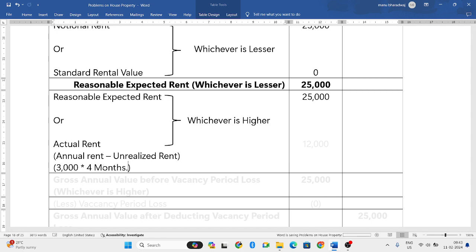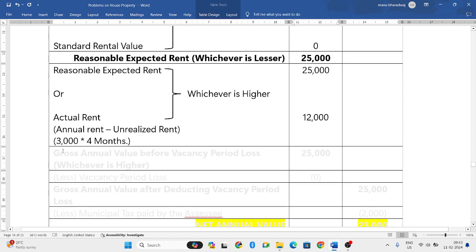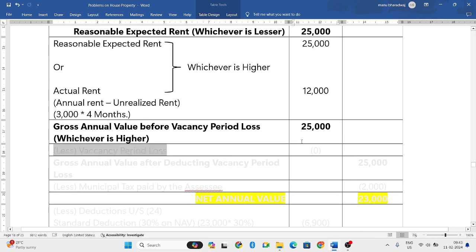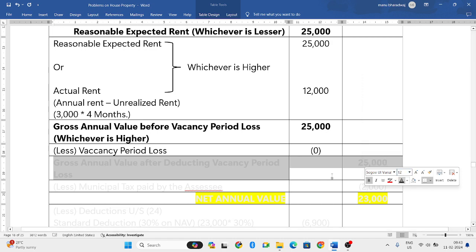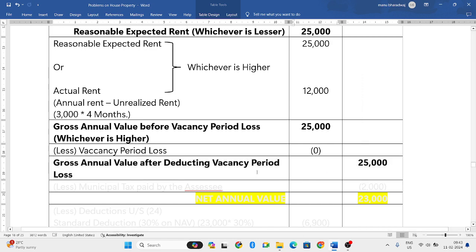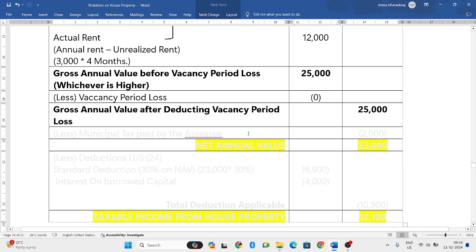It is let out for only 4 months. 3,000 is the per month rent and let out for 4 months. 3,000 into 4 months is 12,000. Out of these two, whichever is higher, that is 25,000, will be considered as GAV before vacancy period loss. From that we have to deduct the vacancy period loss. They have not given any information pertaining to vacancy period loss. After deducting that, we get GAV after deducting vacancy period loss.